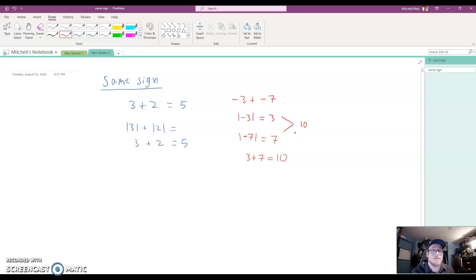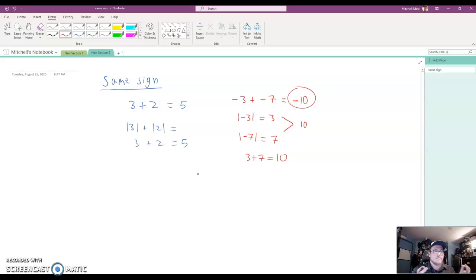Now, remember, this is not my answer. So I took the absolute value of both of my integers, and I have 10. But you have to remember, the sign of both of those integers will be the sign of the answer. So because these are both negative, this absolutely has to be a negative number. So this will be a negative 10. So this would be your final answer. That's how you do same signs and how to think of it.